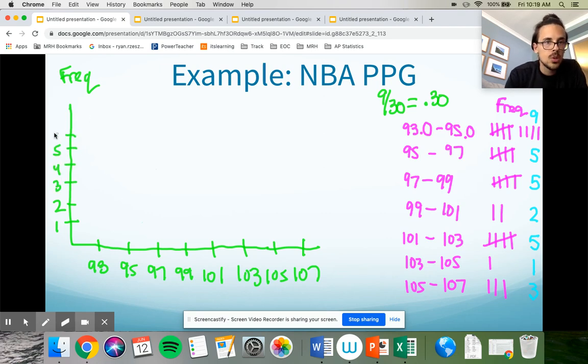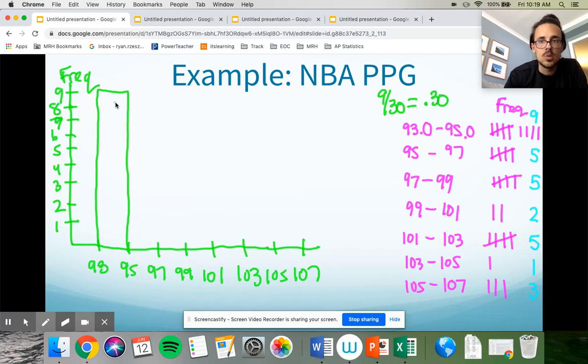So let me show you how you actually make this picture now. When you make a histogram, the bar from 93 to 95, 9 teams live in this area right here between 93 and 95. So your bar is going to go between 93 and 95, and it's going to go up to a height of 9. So the bar goes in between those two numbers, and 9 teams live in this range.